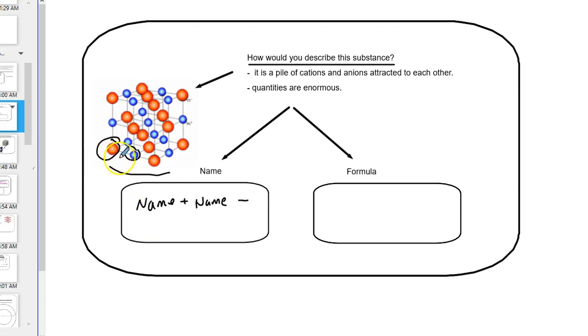Maybe a long time ago they couldn't figure out how many were there, or they couldn't figure out the ratio between the two. This looks like 1 to 1, but it could be 1 to 2 or 1 to 3. So that's just how they did it, and they never gave quantities, even though there was some ratio there.